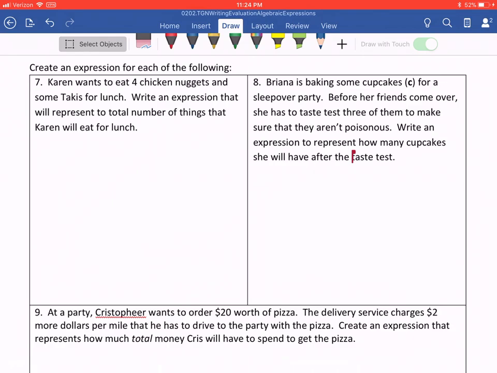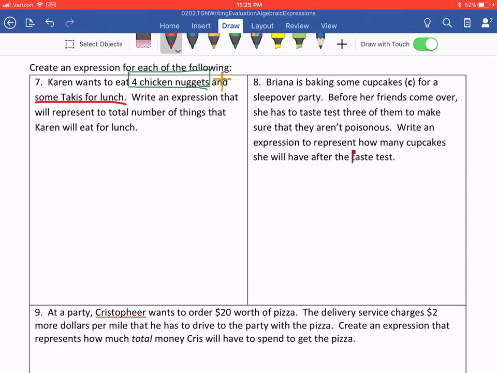We'll read the first one together. Karen wants to eat 4 chicken nuggets and some Takis for lunch. Write an expression that will represent the total number of things that Karen will eat for lunch. I already know that Karen wants to eat 4 chicken nuggets. I see that word and, and we know in math class when we see and, that is representing addition. It says, and some Takis for lunch. Some Takis. It's not very specific at the number. So I think that is going to be the thing that may change.